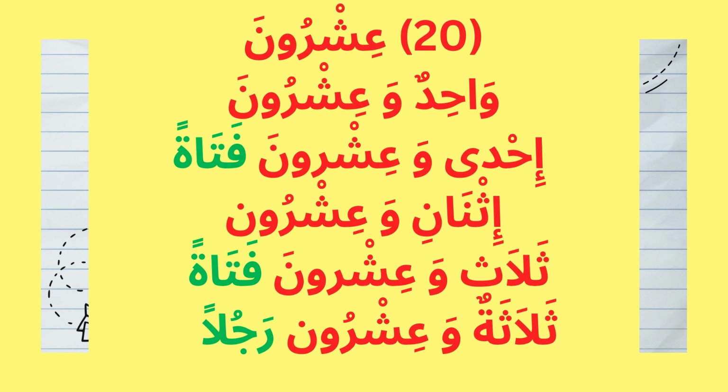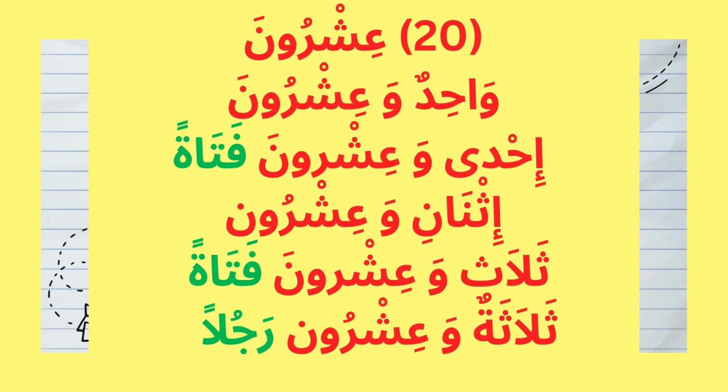21. The ones precede the tens. واحد, and then we combine them using wa. 21. Because we use فتاة here, which means girl, إحدى becomes feminine. 21 فتاة.